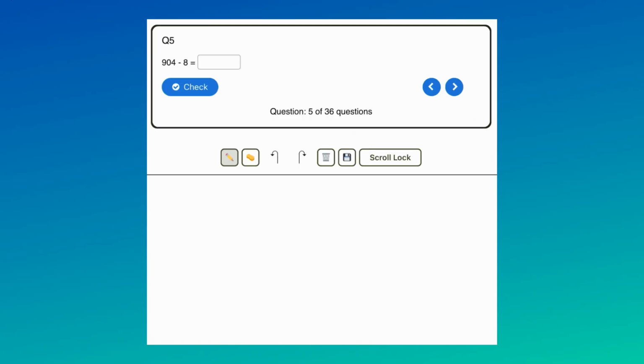Question 5. 904 take away 8. Now we look at 4 take away 8, which we can't do. So we have to look to the next column, and that is 0. And so we've got nothing to borrow there. So then we look at the 9. We can cross out the 9 and put an 8. We carry 1 to the next column.